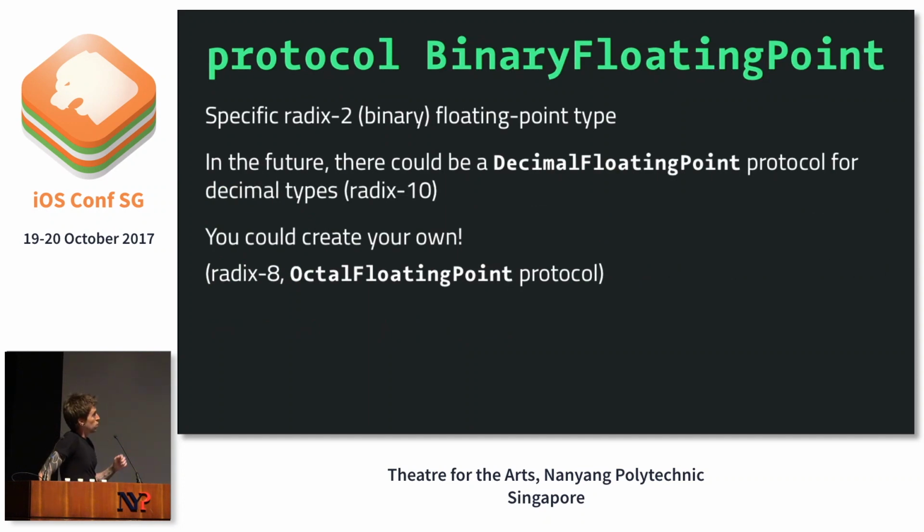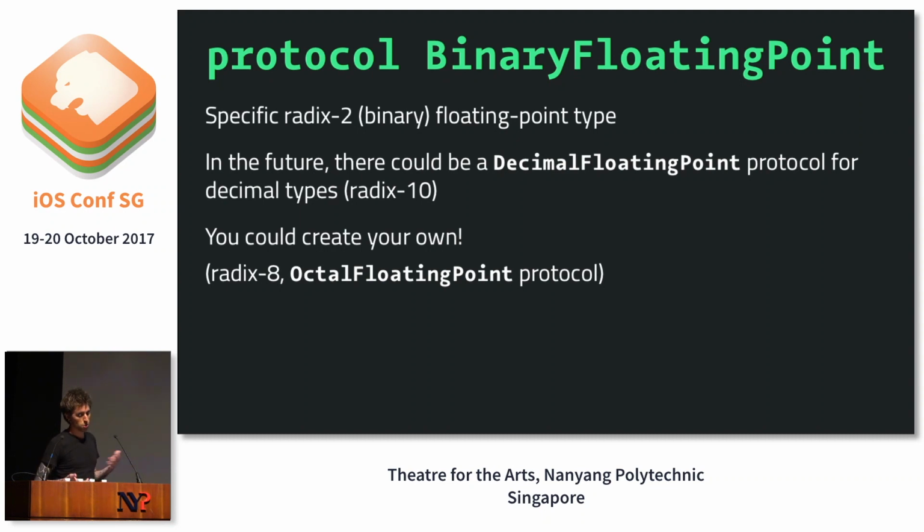And this brings us to the BinaryFloatingPoint protocol, which is what all of the numeric types most immediately inherit from. So Float, Double and Float80. And this just provides the specific radix 2 floating point type. So radix, or your base: binary is base 2, decimal is base 10. This means in the future, the standard library could add a DecimalFloatingPoint protocol, and we could have a decimal type in the standard library.